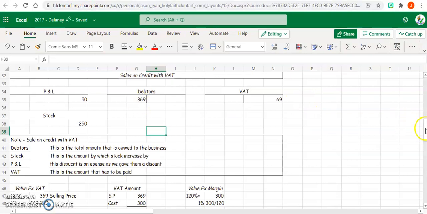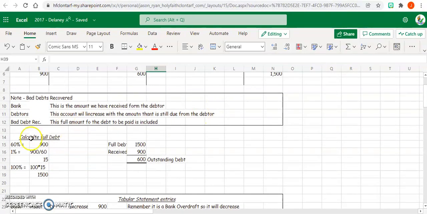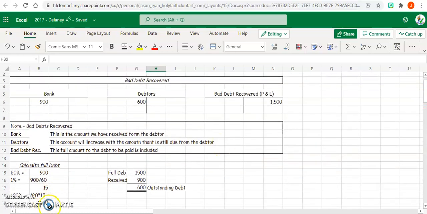So if we do the adjustments for that, we will see that 60% is equal to 900. So 1% is equal to 15. So 15 multiplied by 100 will give you 1,500. So that's the full debt. He's paid us 900. So the outstanding balance is going to be 600. So the 1,500 is how much we're going to increase our profit and loss account by. The 900 is how much we are going to increase our bank by. So remember, that's going to go into your bank overdraft. So it's going to decrease your bank overdraft. And then the 600 then, that's what's going to go into your debtors in your trial balance.